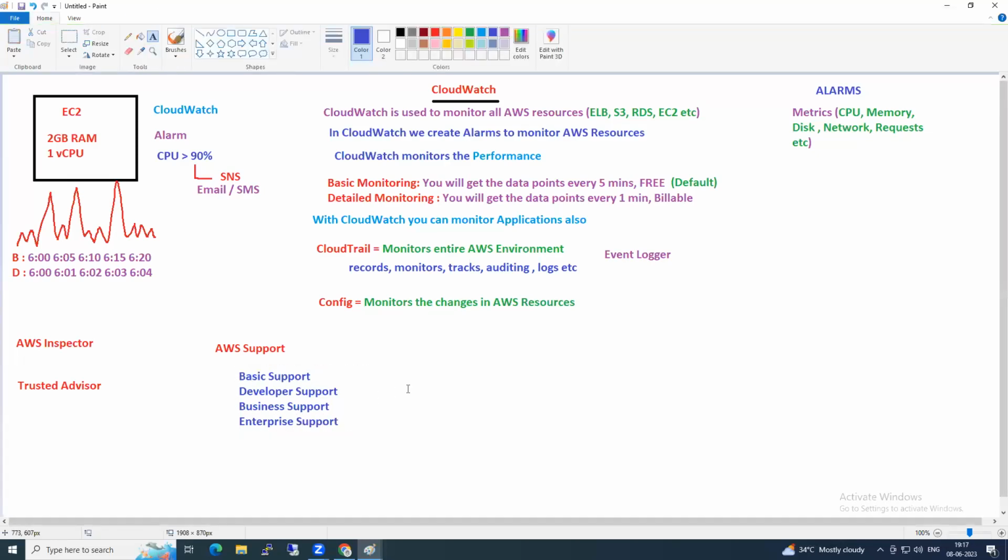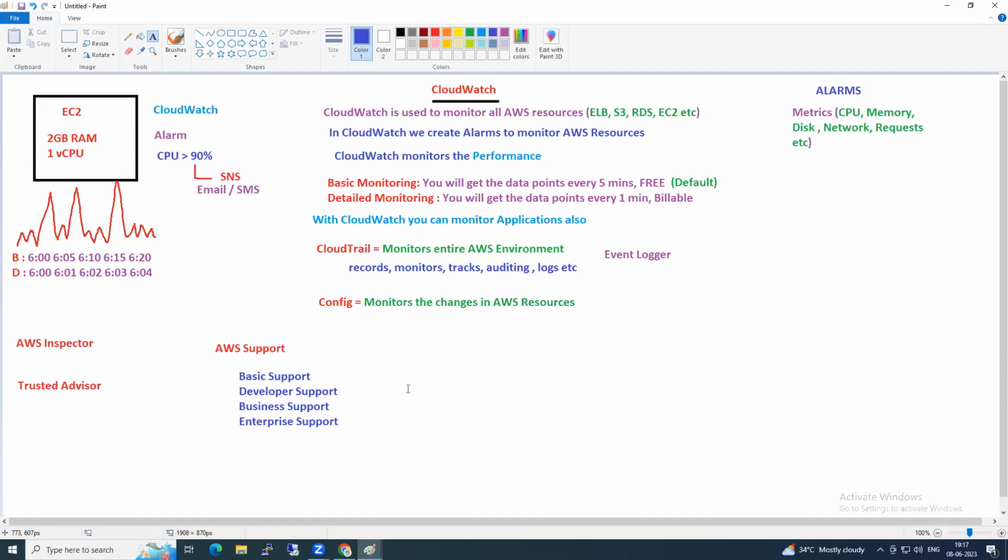Basic support, developer support, business support, and enterprise support. So, I told you to go and set up an AWS account, correct? Yes or no? In that AWS account, there is a question: do we need to enable CloudWatch? CloudWatch, you have to set up everything by yourself. CloudTrail will be enabled by default. Config, again, we have to do it.